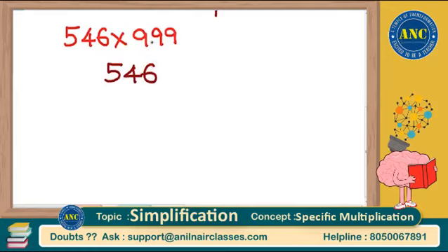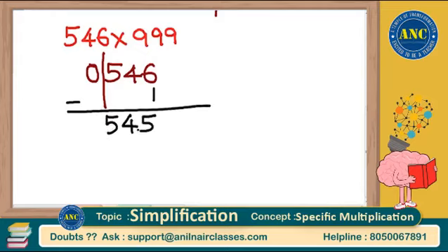Now after 3 places I should put a slash, but on the left side nothing is there. 546 can also be written as 0546. You got 0 on the left side, add 1. That 1 is subtracted from the entire number. 546 minus 1 is 545.